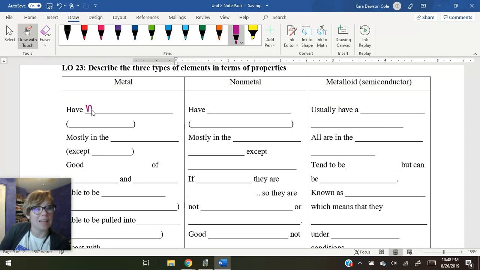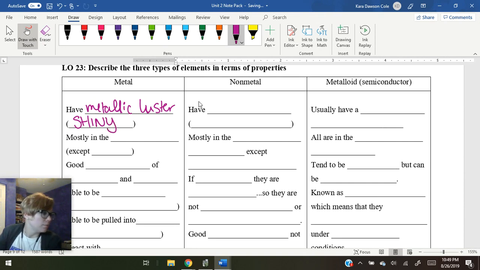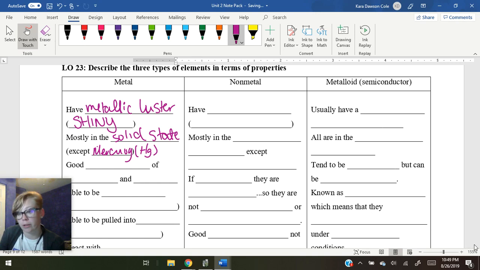Metals have a metallic luster, which means that they're shiny. These are mostly in the solid state. The exception to this is mercury, which is Hg. Fun element. Don't play with it. It'll kill your brain cells.